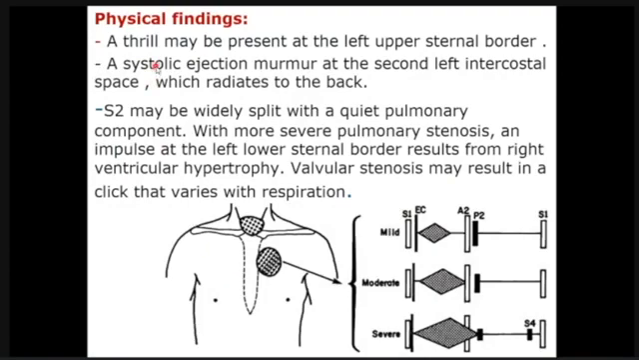Physical findings, the same as the aortic: a thrill may be felt in the left upper sternal border. Mid systolic or ejection systolic murmur in the left second intercostal space, depending on the severity. In mild, it is short. If it is moderate to severe, it will be long and loud, and it may also radiate to the back. Also, there might be an opening click in the case of valvular pulmonary stenosis.